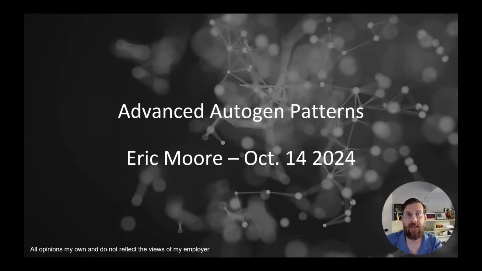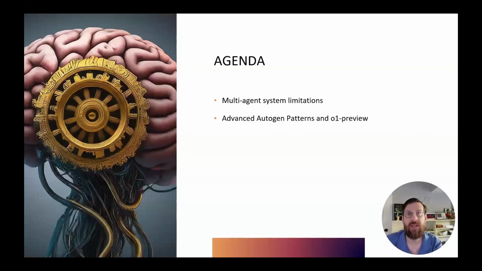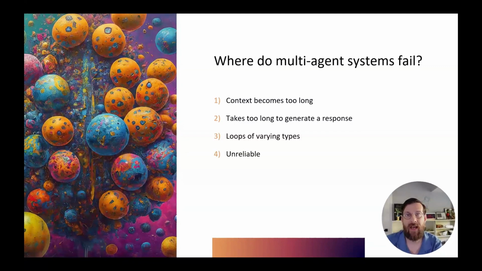So the first part here is advanced Autogen patterns. Some of what we'll be talking about are some of the limitations of multi-agent systems as of today. And then I'll be diving into demonstrations of some advanced patterns and closing with some of the implications of O1 preview. All of these patterns really address these limitations that are prevalent with multi-agent systems.